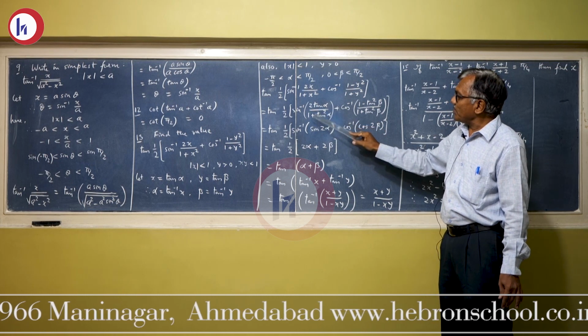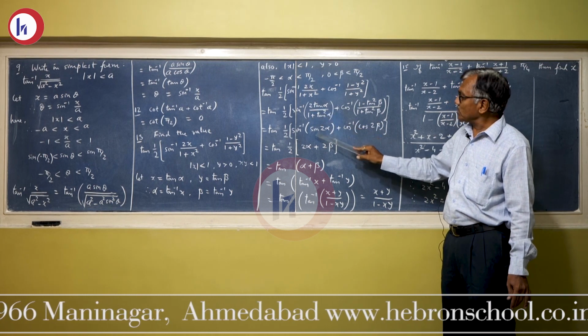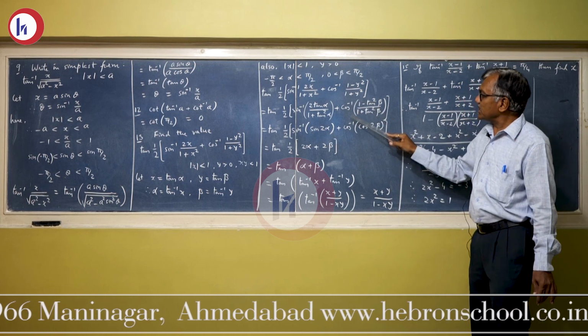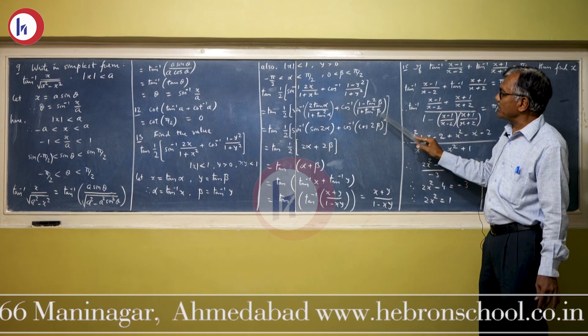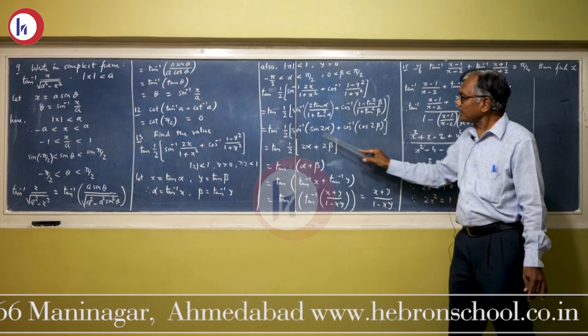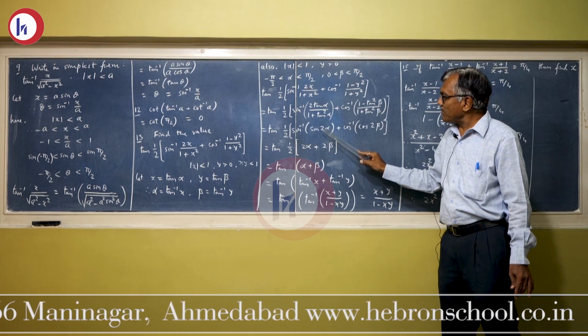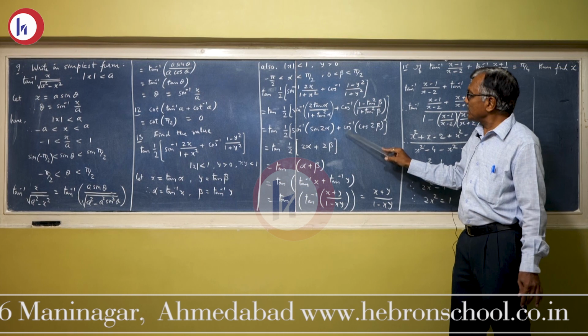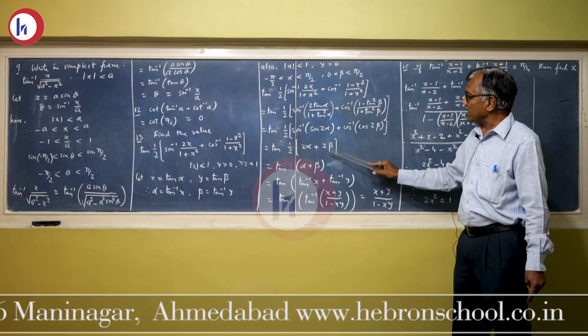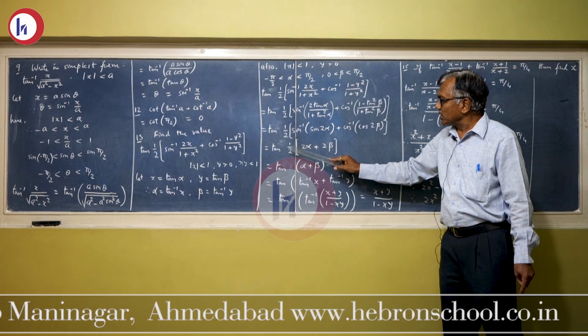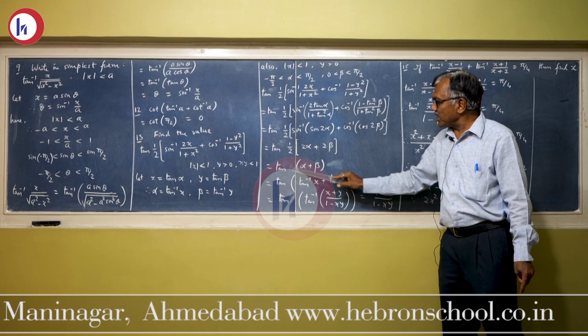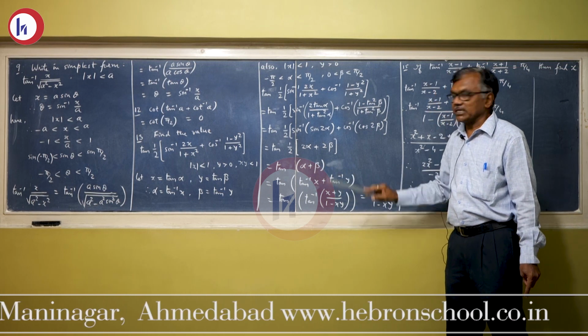So 2 tan alpha upon 1 plus tan square alpha is equal to sin 2 alpha. 1 minus tan square beta upon 1 plus tan square beta is equal to cos 2 beta. Sin inverse sin 2 alpha equals 2 alpha. Cos inverse cos 2 beta equals 2 beta. Take out 2 common, cancel with this 2. So this becomes tan of alpha plus beta.